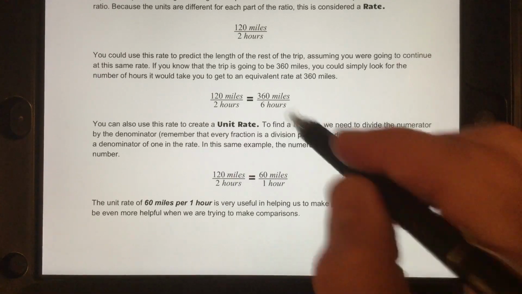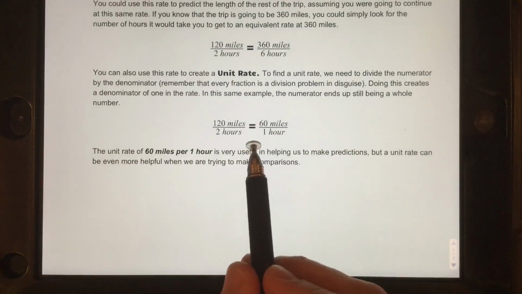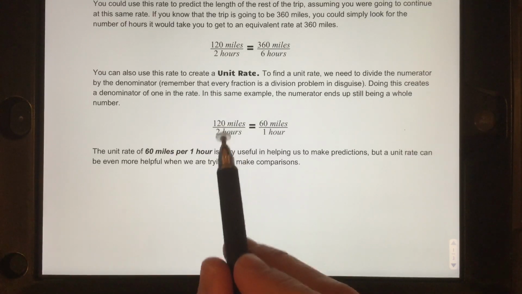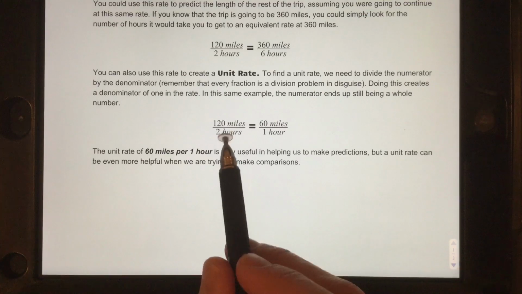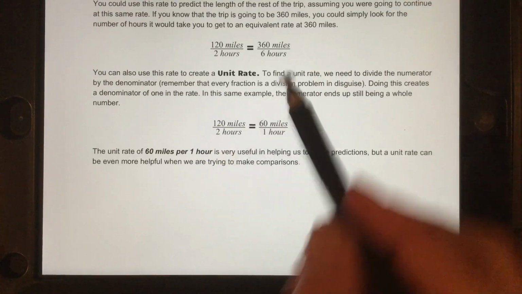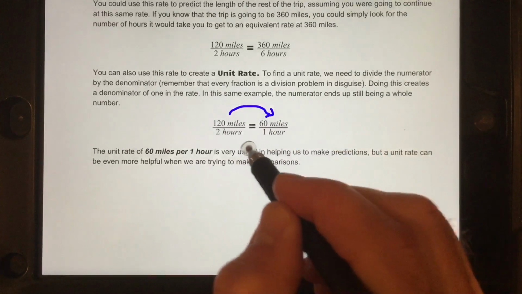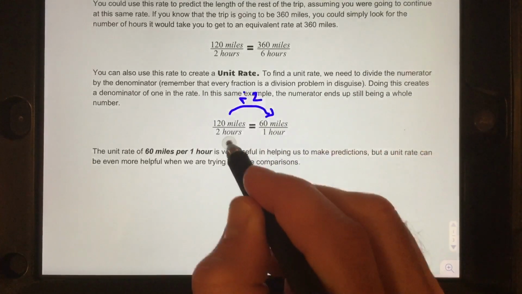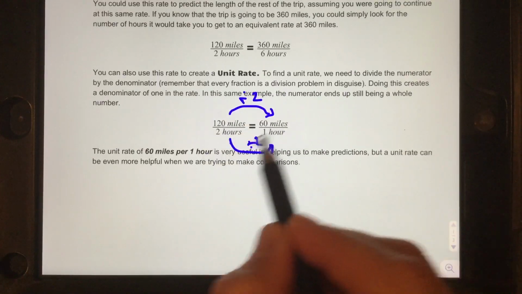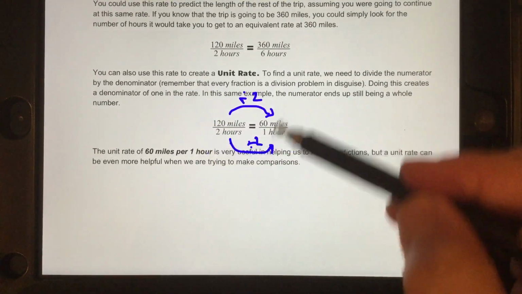But to make those comparisons even easier, those predictions even easier sometimes, we can find a unit rate. Okay? And all we have to do, again, to do that is to divide out. 120 over 2 is just a division problem. 120 divided by 2 is 60. And if you want to think of it as an equivalent fraction, it's like you're doing that to both the top and bottom. You're doing 120 divided by 2 and 2 divided by 2. And you get 1, right? So you're keeping that equivalent fraction idea. That's another way to think about it. But really all we're doing is doing 120 divided by 2, and we have 60.